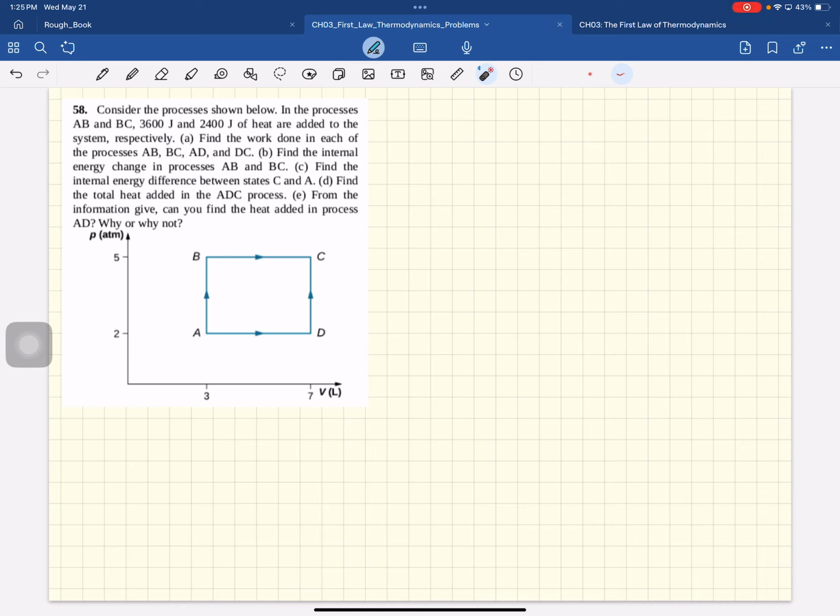Okay, let me remind you of something: a quantity is a state function. So here's the pressure and volume. This is the state of a gas. What thermodynamic variables are state functions? Energy is a state function. Pressure is a state function. Volume is a state function. Anything else?